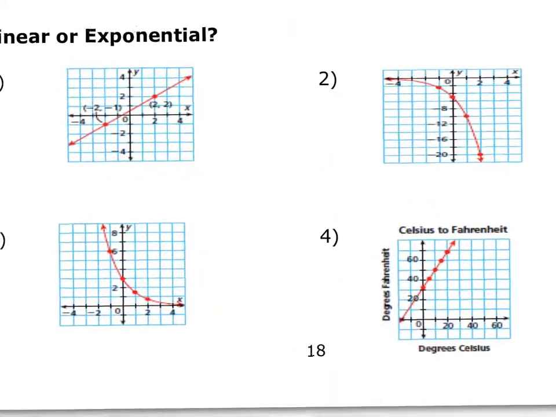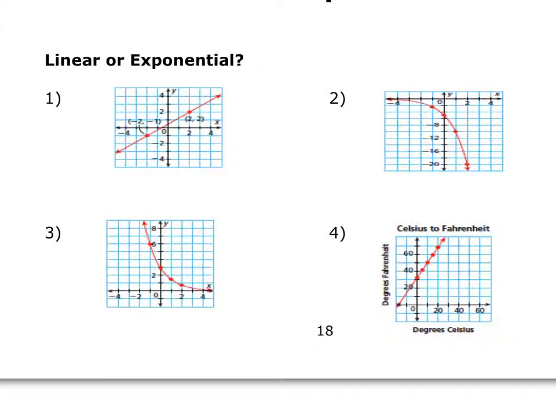Okay, so let's look at a few examples real quick. Our first example, it's a straight line. Easy enough, we got a linear graph. Second one, it's curved, so we have exponential. And then our third one, it's curved, so we got exponential. And our last one, we have a straight graph, so we have a linear one. Okay, these should be very simple for you to tell the difference between them. Okay, go ahead and move to the next page.